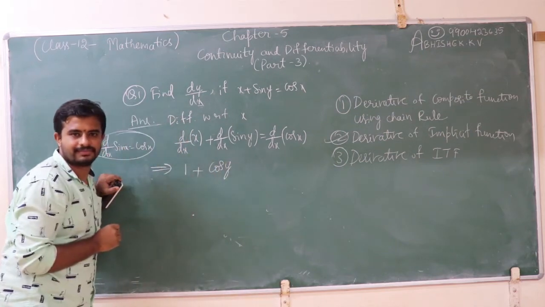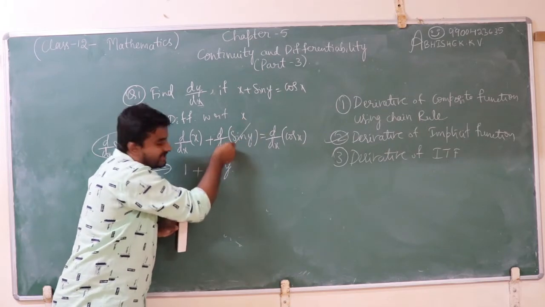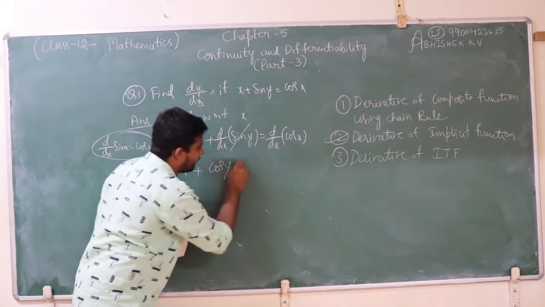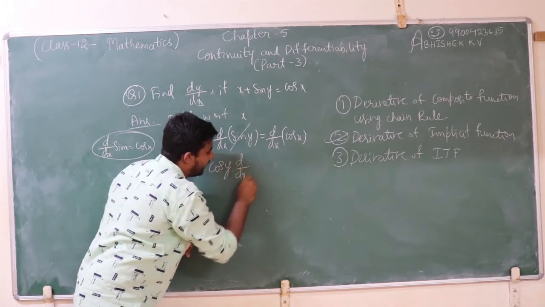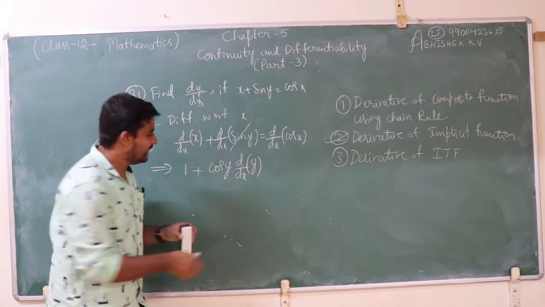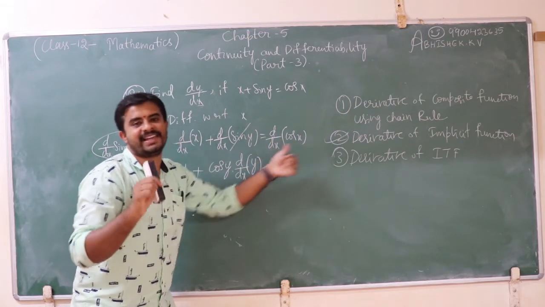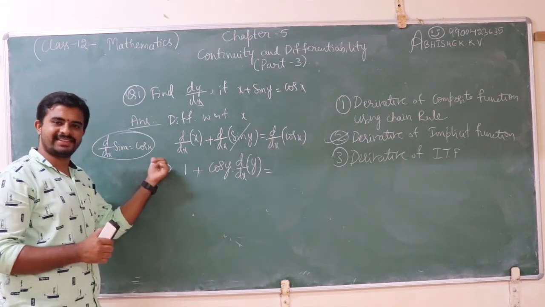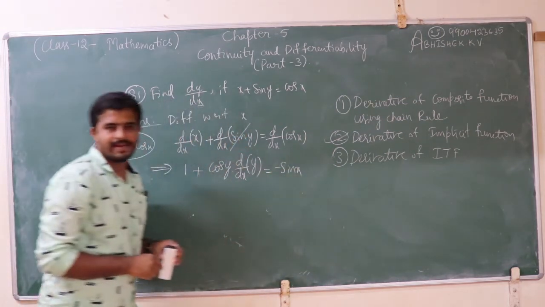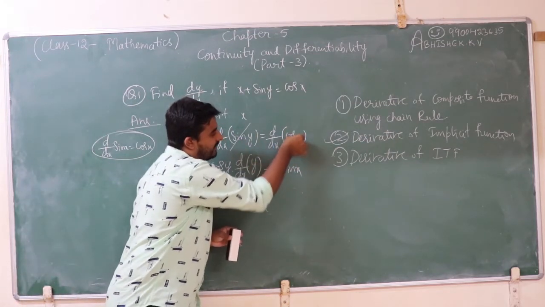cos y. And from this we completed the first chain, the derivative of the first function. Still we are remaining with d by dx of y, the second function. Is it clear? This is equal to d by dx of cos x. Derivative of sin x is cos x. Derivative of cos x is minus sin x. Here also we have two functions, cos and x.